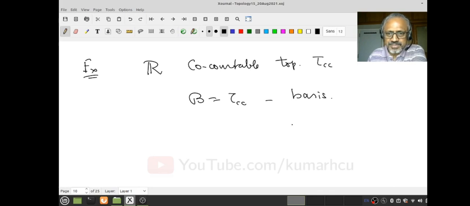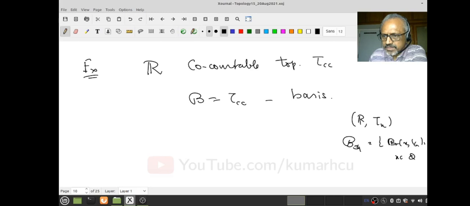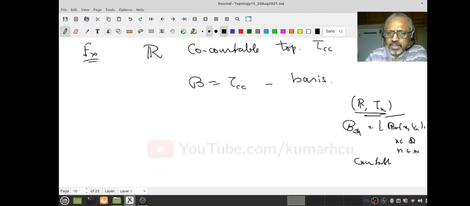So basis exists. Now I can ask, just in R with the usual topology, we found that there is a countable collection as a basis, right? I think B3 or B4. This was the collection of intervals b of x, 1 by n, where x is a rational and n is a natural number. This is a countable collection, right? So there is a countable basis for R with usual topology. I would like to know, for R with co-countable topology, does there exist a countable basis?